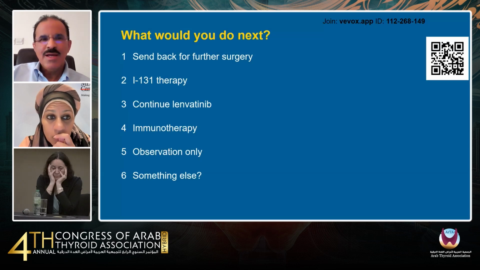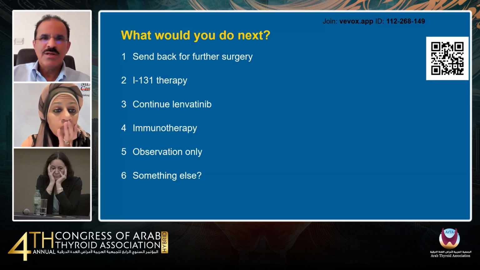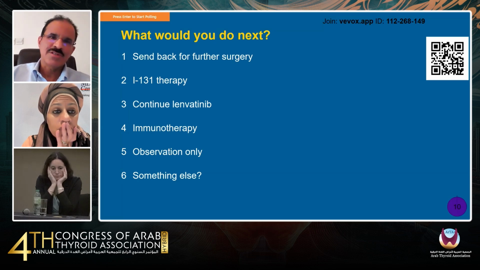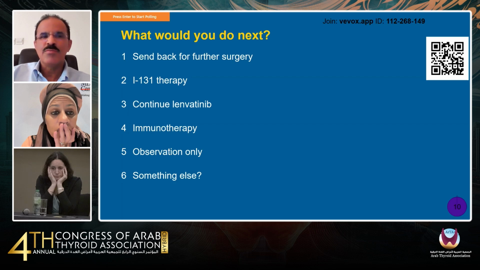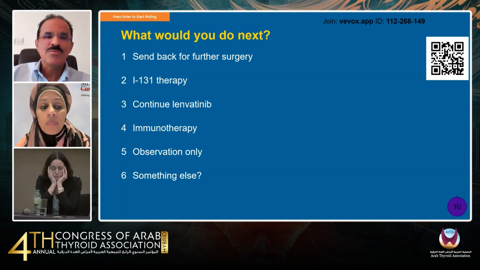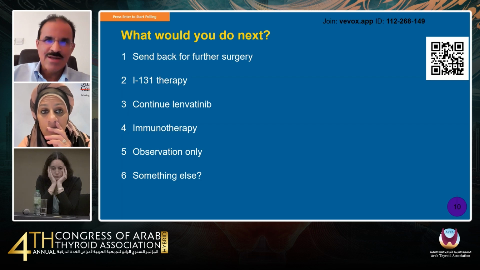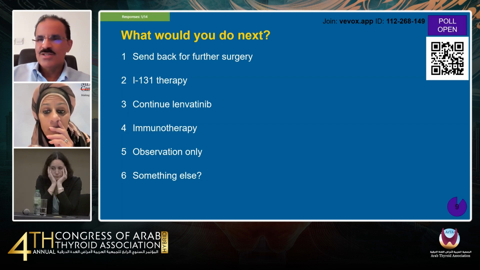So the question now, what would you do when you see this patient in April this year, 1 year later after lenvatinib for 10 months and neck surgery, and prior to this she had also hip surgery? Would you send her back for further surgery to take the left lobe, give her radioactive iodine, just continue lenvatinib, consider immunotherapy, since she has poorly differentiated and metastatic disease, just observation, something else? And I'm again going to give a chance for contribution.